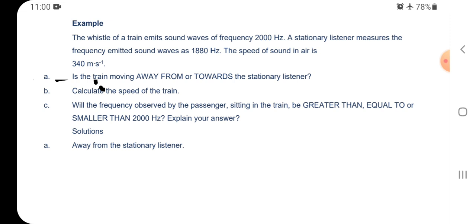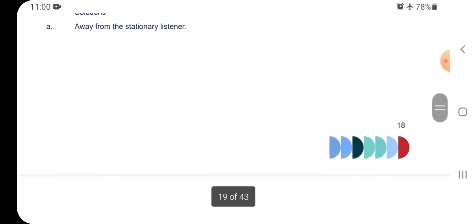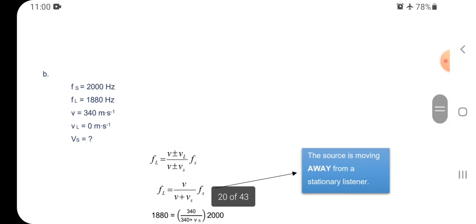And then your solution: the train is moving away from the stationary listener, and then that is number B.